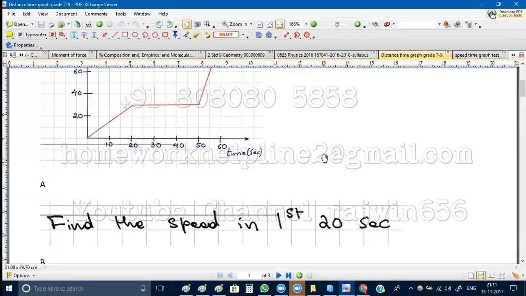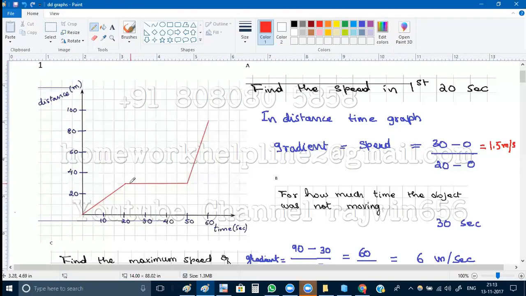So I've sent you the picture. Okay, I'll check that. If such a question is asked, between what time interval the object is not moving, it is between 20 seconds to 50 seconds. And for how much time it is not moving, your answer will be 30 seconds.